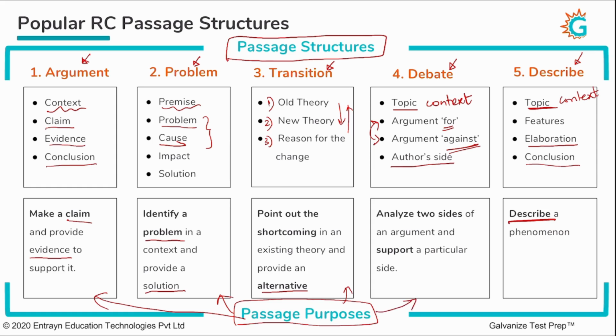Similarly, the purpose of a debate passage is obviously to debate a particular claim, and the purpose of a describe passage is to describe certain features of a phenomenon and to elaborate. So you can see how the structures of a passage and the purpose are so closely linked, right? The purpose could be to argue, to point out a problem in this case, or to recommend a transition, debate, or describe. And therefore, these structures also mirror the purposes.